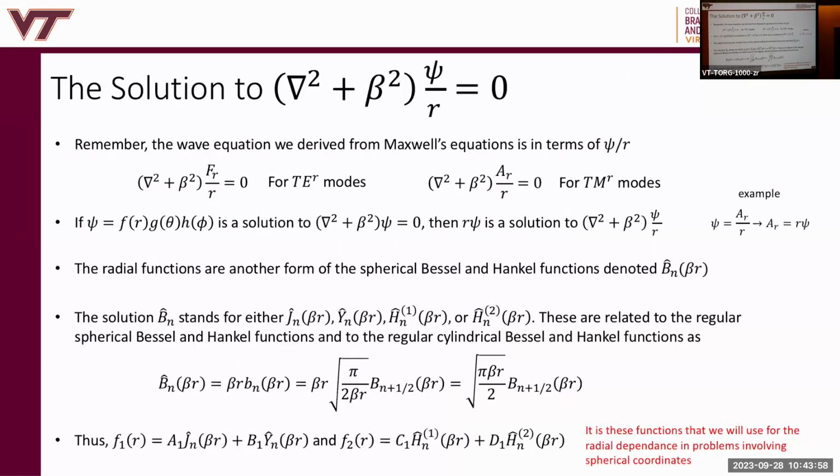This is the last slide in this series. So in spherical coordinates, remember the wave equation derived from Maxwell's equations in terms of psi over R, which is this one for TE and this one for TM. So to get to that solution, if psi of F, G, and H is a solution to this one, which we already constructed, then R times psi is a solution to this, right? Because psi equal to A over R, AR is equal to R psi. So it's just a change of notation, a change of variable.